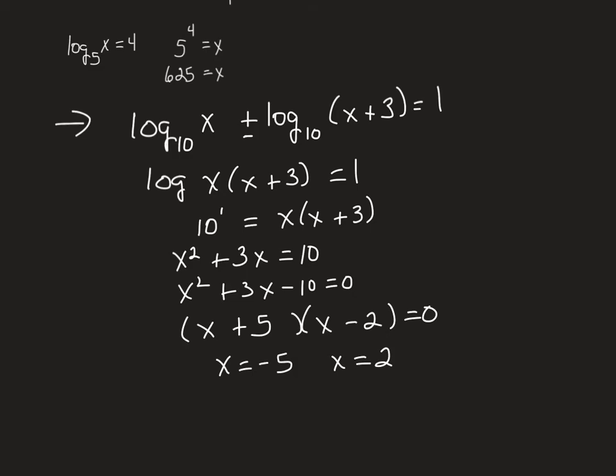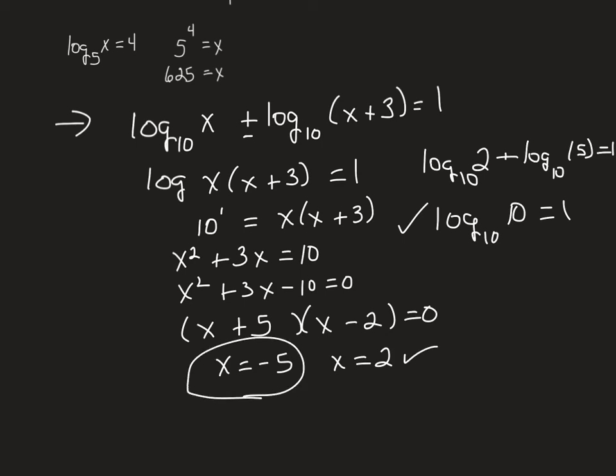Now here we have to go back and check and see in our original equation if these make sense. If I plug in a 2, we need to see if we could get a true statement. We'd have the log base 10 of 2 plus the log base 10 of 5 equals 1. Well, we'd have the log base 10 of 2 times 5, which is 10, equals 1, and that's a true statement. But what we really want to check is here, when we have this negative value.